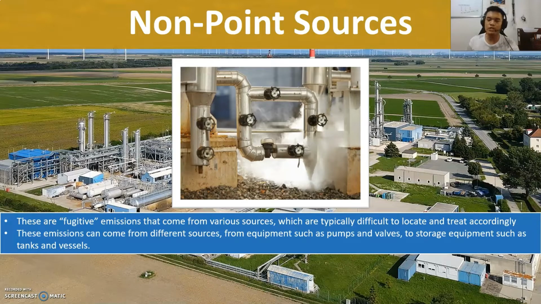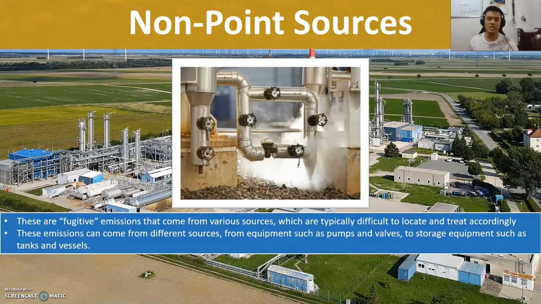These emissions can come from different sources, from equipment such as pumps and valves to storage equipment such as tanks and vessels. In a sense, these are accidental emissions, where they can come from leaks or breaks in the pipe systems, or emissions from the pumps or machinery such as gases and smoke. And these are non-point sources because they are not planned to exit the stream.